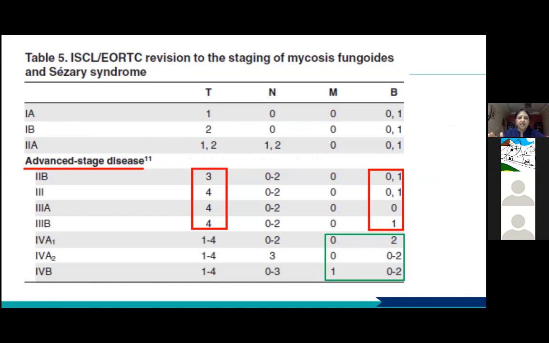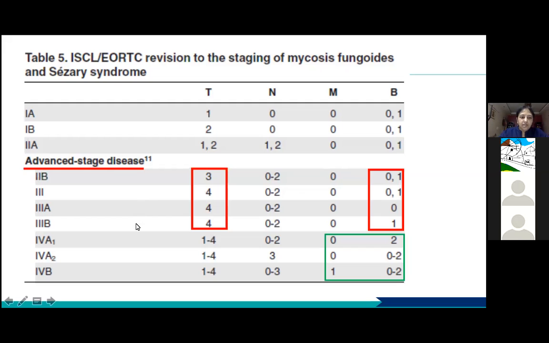Now let's look at the stage grouping. So ISCL/EORTC says that up to 2A, it is early disease. They call it advanced stage disease from 2B onwards. Now, stage 1A, 1B, and 2A includes T1, T2, N0, N1, N2, M0, and B0 or B1. So even if there are some Sézary cells present in blood, but less than 1000 per microliter, then it is still B1 and does not adversely affect the stage.